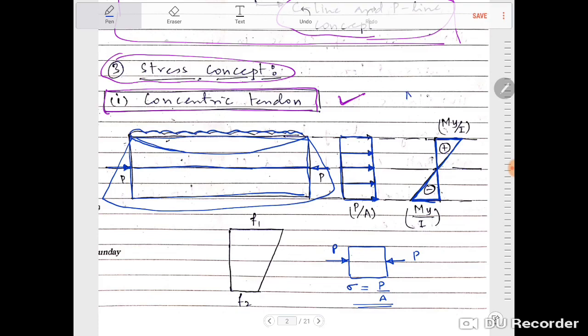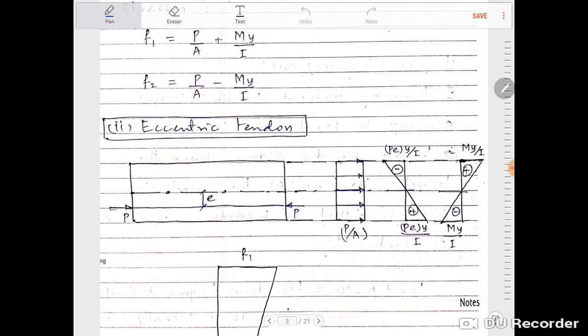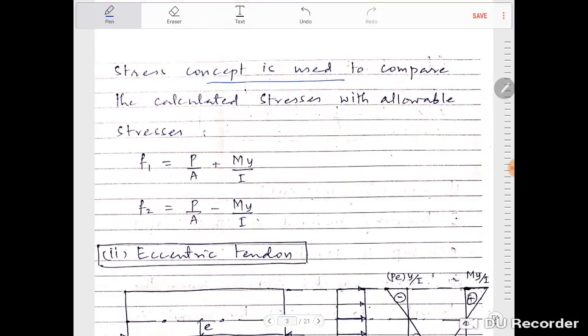The value of the bending stress is obviously going to be My divided by I, and the final stress diagram that we have is this. We always desire to have compressive stresses throughout the member cross section. Why? Because concrete is good in compression, we try to make use of that property, and in order to do so we are pre-tensioning it, or using pre-stressed concrete, right? Then what is going to be the value of F1 and what is going to be the value of F2? The stress concept is used to compare the calculated stresses with the allowable stresses.